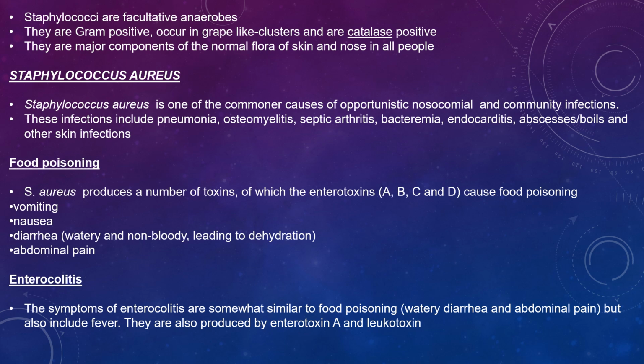Food becomes contaminated with the organism from human contact, grows and produces enterotoxin. The organism does not infect the patient on ingestion of contaminated food. Rather, the pre-existing toxin causes the symptoms, which include vomiting, nausea, diarrhea, which is watery or non-bloody, leading to dehydration, and abdominal pain. There's not usually fever. Because only the toxin is involved, onset of symptoms occurs within a few hours and recovery occurs within a day.